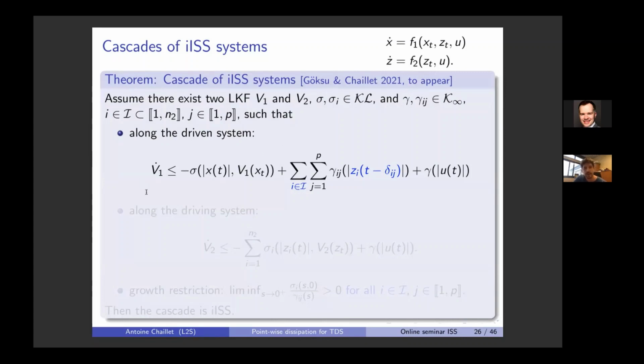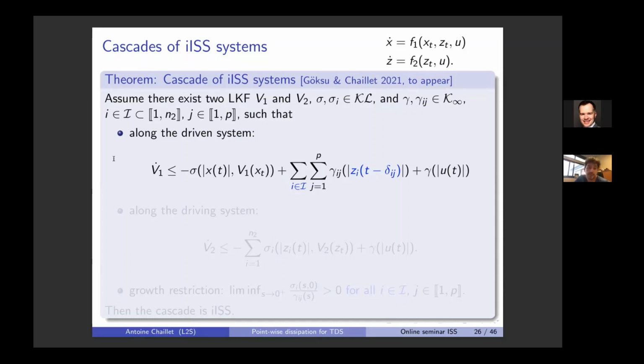And more precisely, I assume that I know a first Lyapunov functional V1 associated to the driven system, which has a KL dissipation rate. Notice that here the second argument is the Lyapunov functional itself rather than the supremum norm of the history, which is slightly more demanding than what we have seen so far. And then you have positive terms that represent all the inputs to the system. What are the inputs? They are delayed values of the Z subsystem and the exogenous input U.